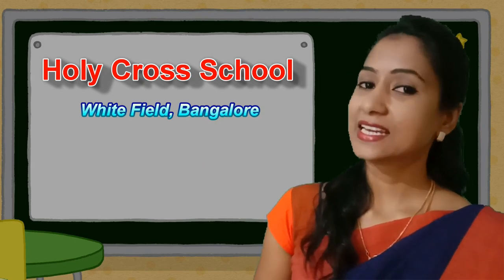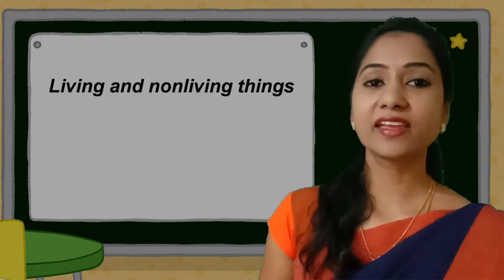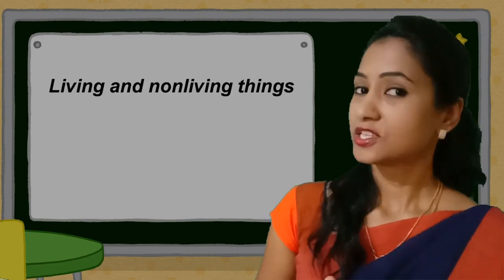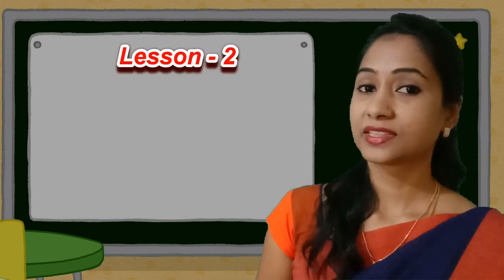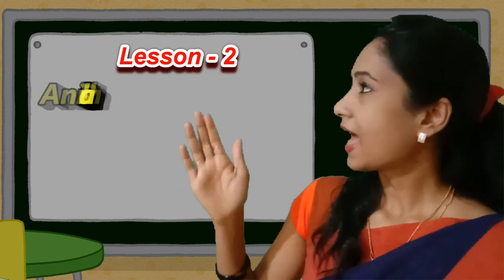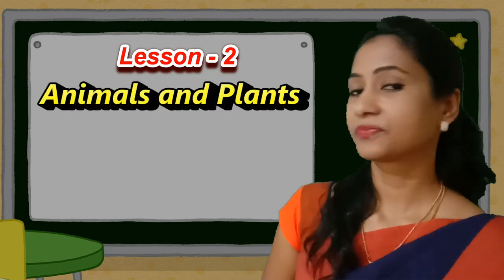Dear children, in the last class we have learned about living and non-living things. Today we shall discuss the second lesson of science subject. The name of the lesson is Animals and Plants.